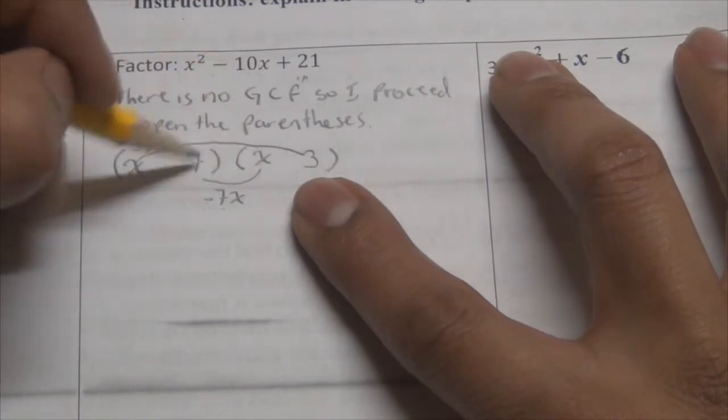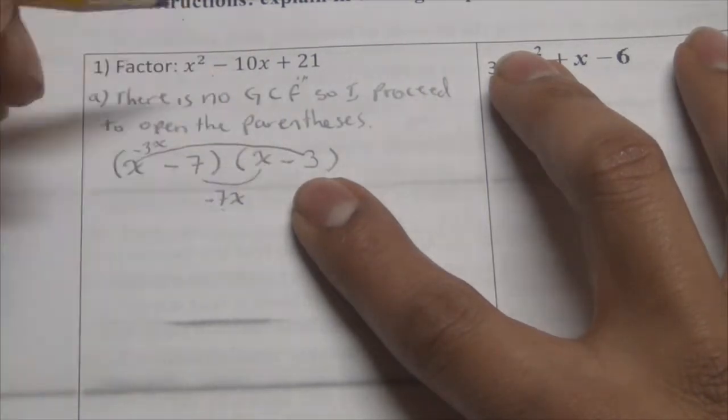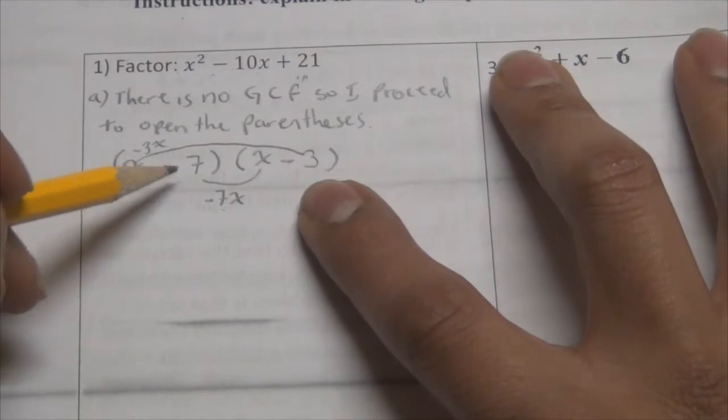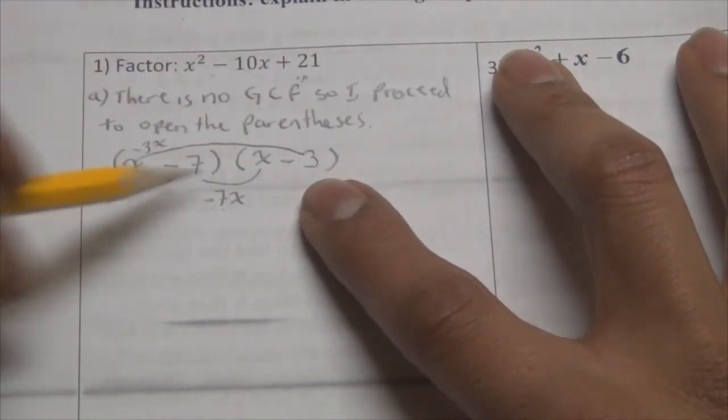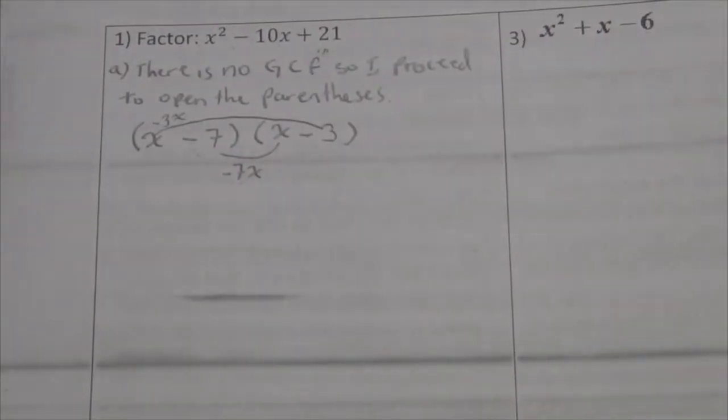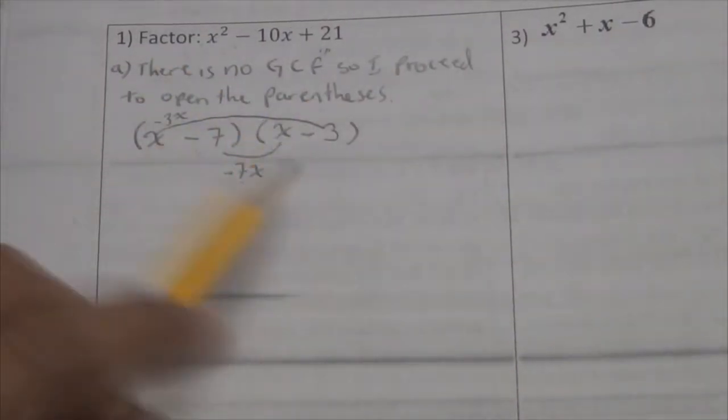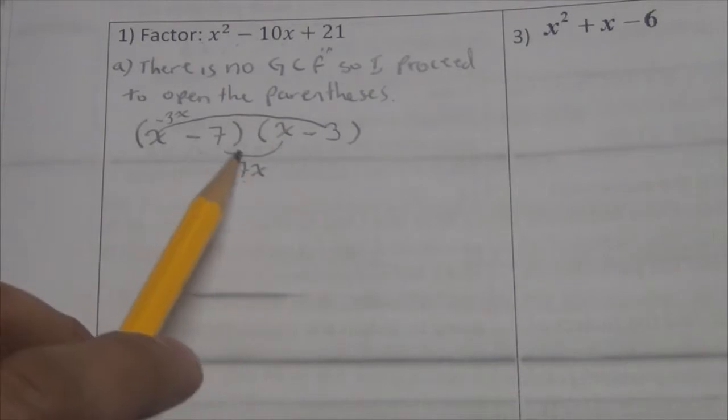Now, to make sure that these are the right factors, we remultiply these numbers. Negative 7 times negative 3 is positive 21. So these are the factors. Okay. So there's no GCF, so I proceed to open the parentheses.